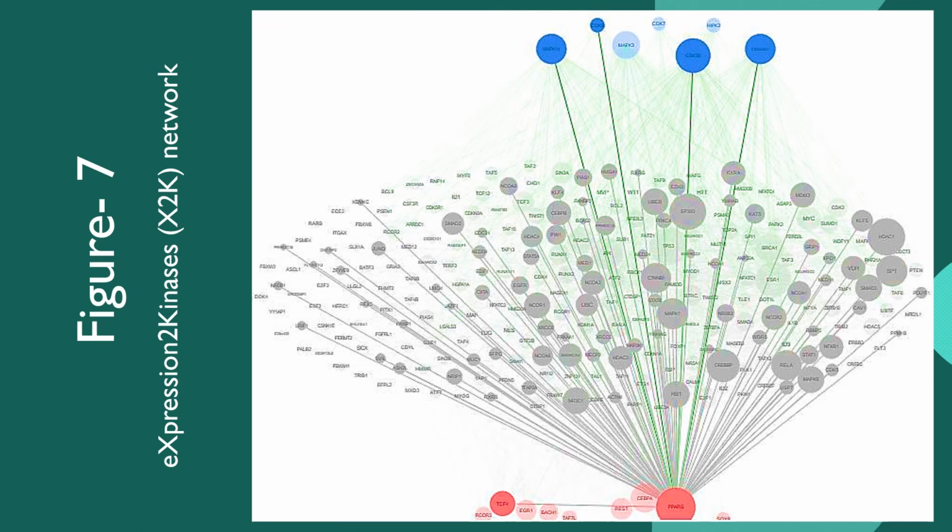TFEA and KEA were then followed by the expression-to-kinase network, which displays the inferred upstream regulatory network predicted to regulate the input list of genes by integrating the results from TFEA and the kinase enrichment.